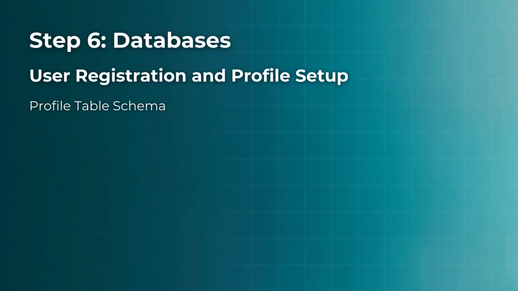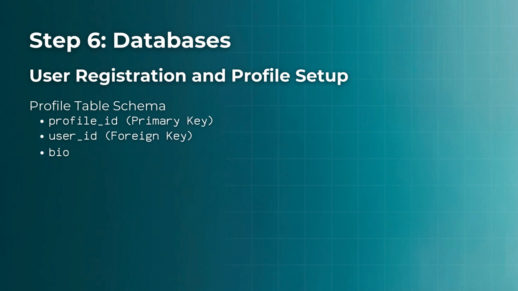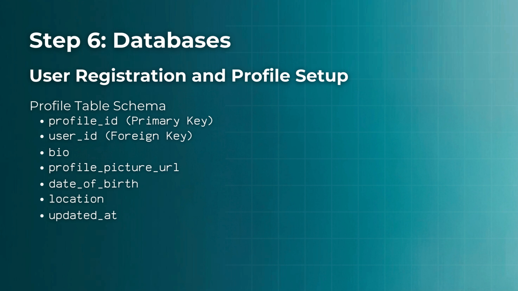Now for the profile table, which is linked to the user table, another unique primary key, user ID, that acts as a foreign key to tie the profile back to the user, a bio text field for that personal touch, profile picture URL, to store the location of their profile image, date of birth and location, for demographic or personalization purposes, and of course, an updated at timestamp.